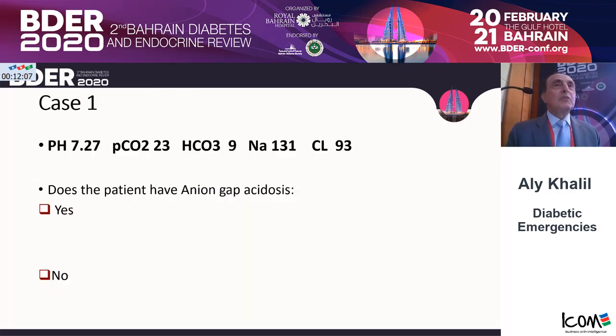So I have this patient for you here just to make you wake up a little bit. I mean, it's been a heavy lunch. So this patient is diabetic, presented feeling unwell, and his pH is 7.27. PCO2 is 23, bicarbonate is 9, sodium 131, chloride is 93. Does this patient have anion gap acidosis or not? I'll give you 1 minute. I'm taking it from my time. I think it's worth it.